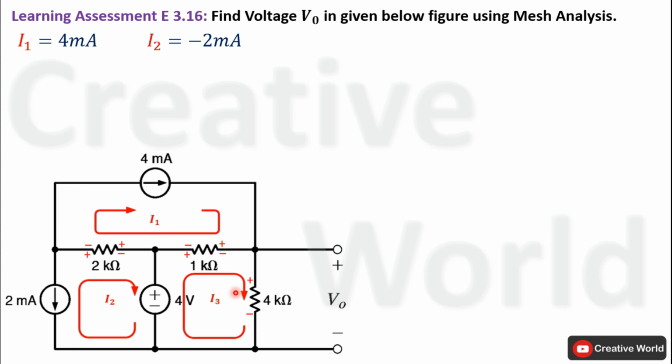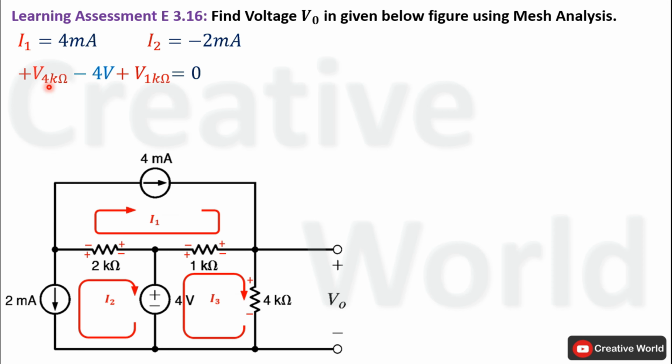Now we will try to find the third mesh current equation. In this case, we will apply Kirchhoff's voltage law inside this closed loop to calculate the value of current I3. We will start from here. Current entering terminal is positive, so voltage across this 4 kilo ohm resistance will be taken with positive sign. Next, current entering terminal is negative, so voltage across this voltage source will be taken with negative sign. Next, current entering terminal is positive, so voltage across this 1 kilo ohm resistance will be taken with positive sign.